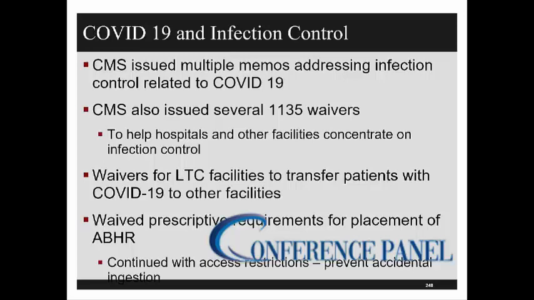There were waivers for long-term care facilities so that they could transfer patients who did have COVID to other facilities where there was an outbreak. In other words, cohabitate, cohort patients who were already positive. There were certain waivers. Some of them were blanket waivers. In other words, you didn't have to apply to get the waiver. They just went across the board.